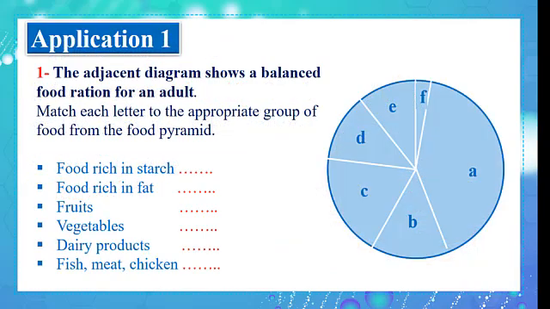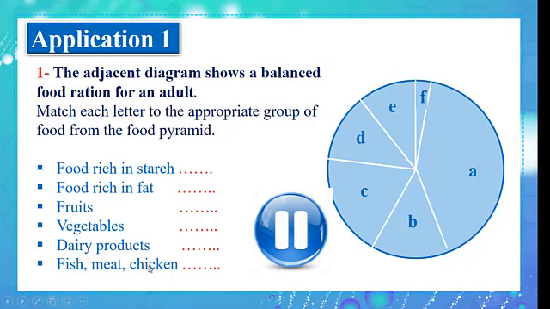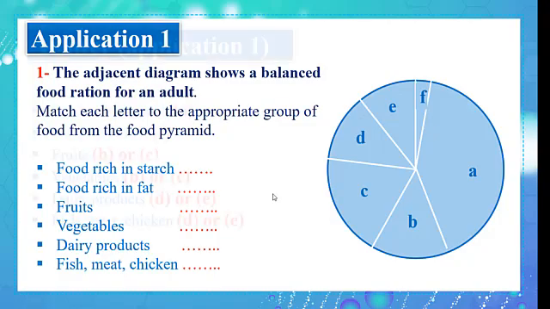Now let's move to application. The adjacent diagram shows a balanced food ration for an adult. Match each letter to the appropriate group of food from the food pyramid: food rich in starch, food rich in fat, fruits, vegetables, dairy products, fish, meat, chicken. Now please pause the video, solve the application, then correct your answer referring to the video.